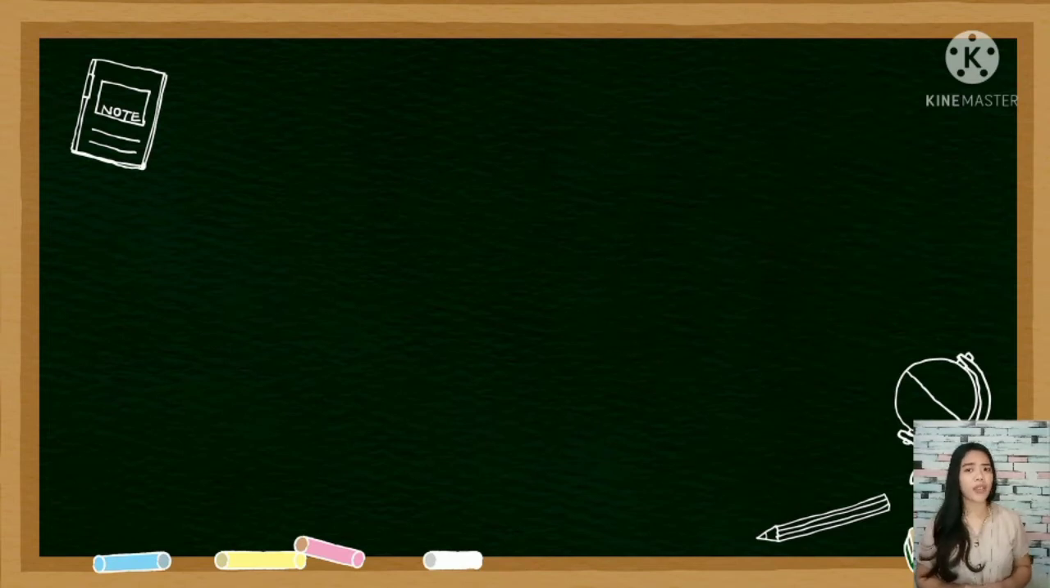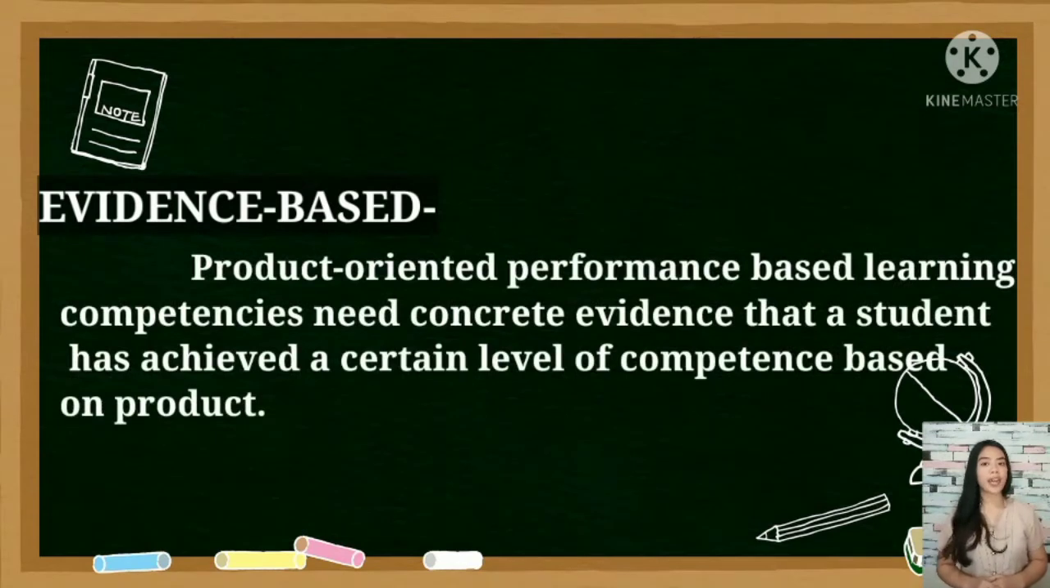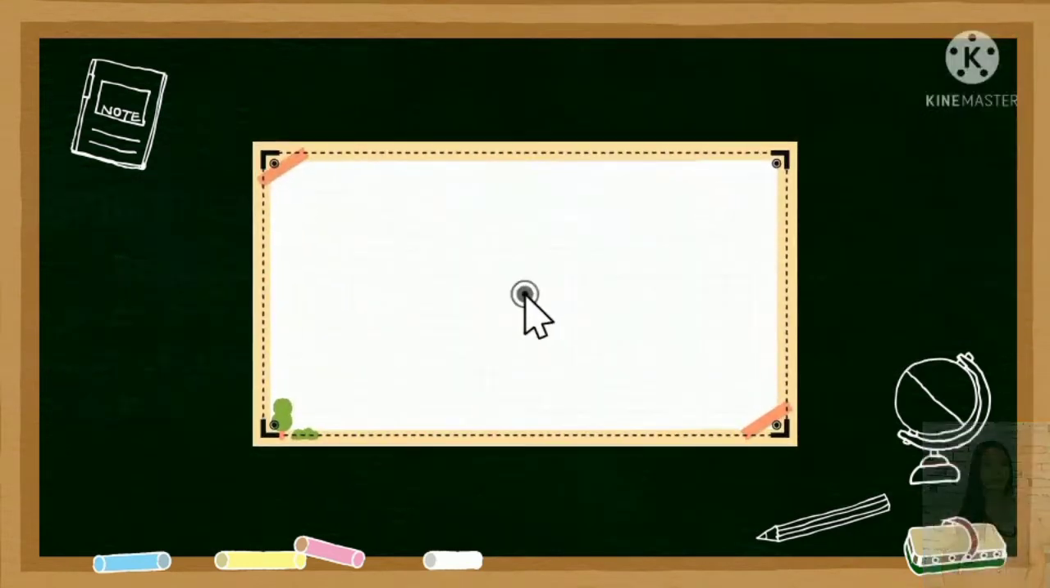So what is evidence-based? Evidence-based or product-oriented performance-based learning competencies need concrete evidence that the student has achieved a certain level of competence based on product. And as a teacher, you need concrete evidence that the students have achieved a certain level of competence based on their made output or product.